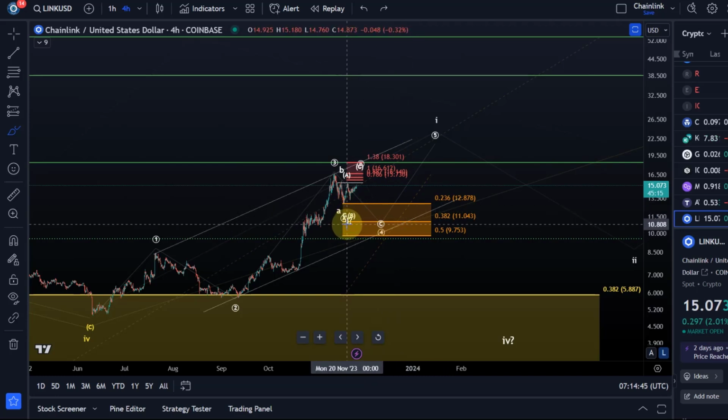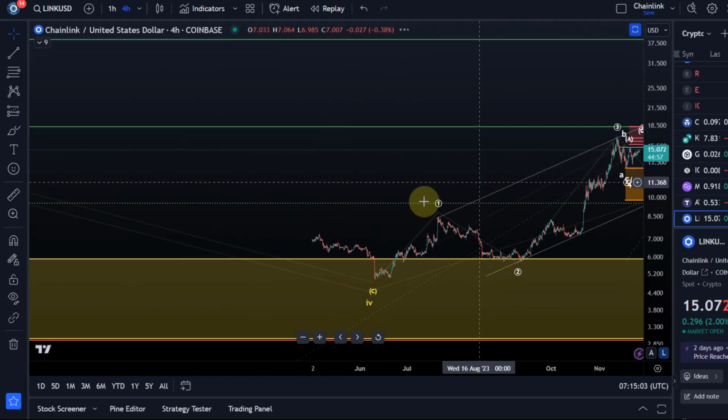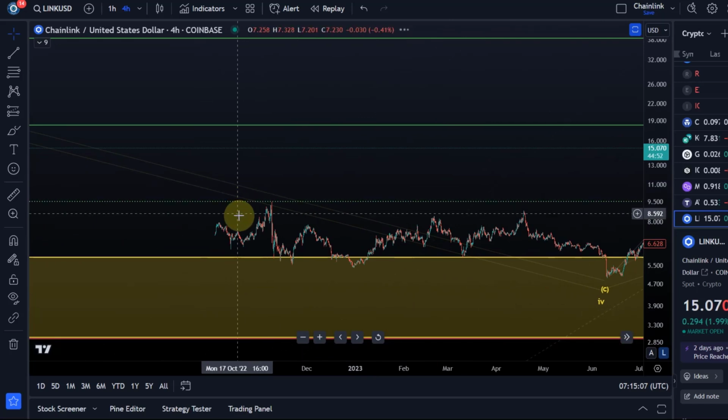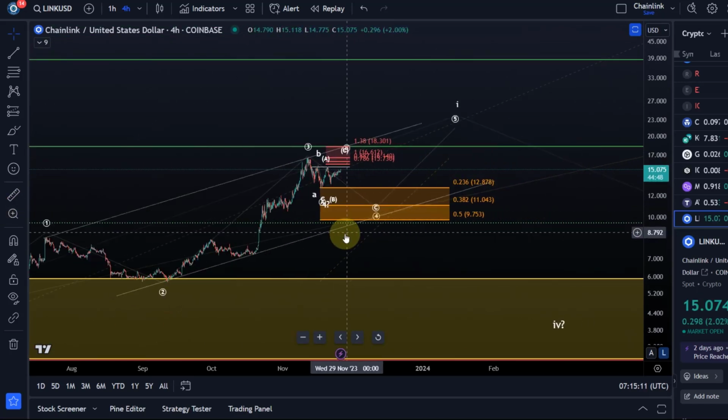The idea is therefore that we are forming 5 waves to the upside. That will be my assumption as long as the $9.50 support level is holding. That is the breakout point that LINK overcame back in October. It is the upper boundary line of that crazy range in which LINK was moving for over a year, nearly 1.5 years, I think.